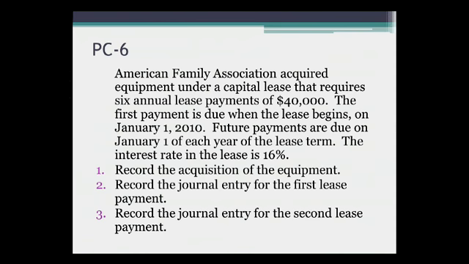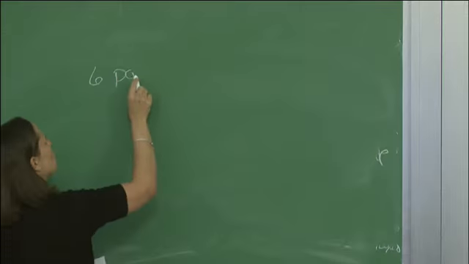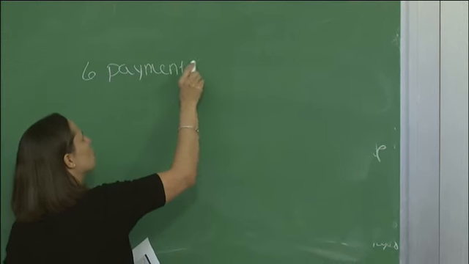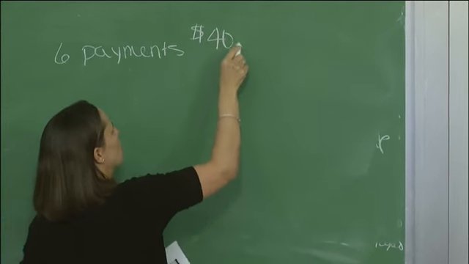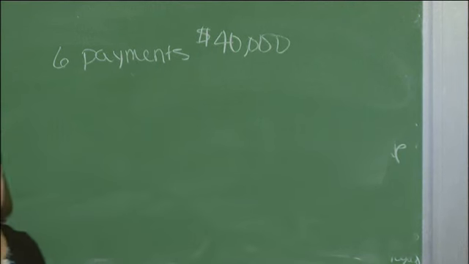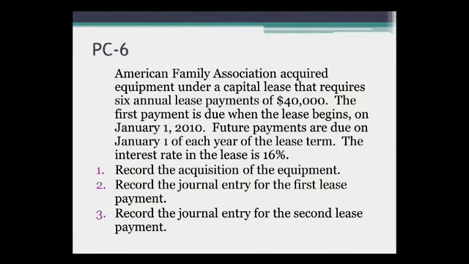Okay, 1, record the acquisition of the equipment. This lease requires 6 annual lease payments of $40,000. First payment is due when the lease begins on January 1, 2010. Future payments are due January 1 of each year of the lease term. Interest rate 16%. So how do we record the equipment?